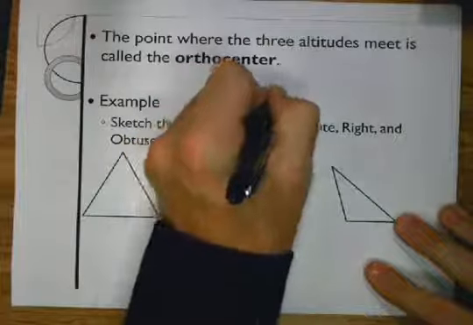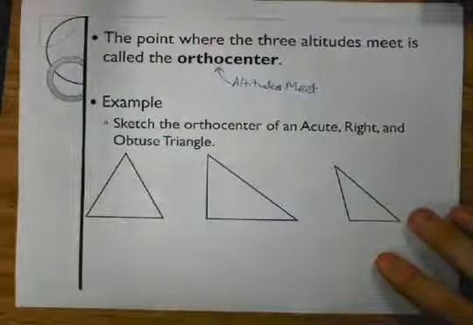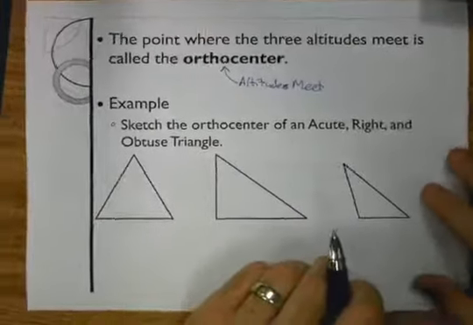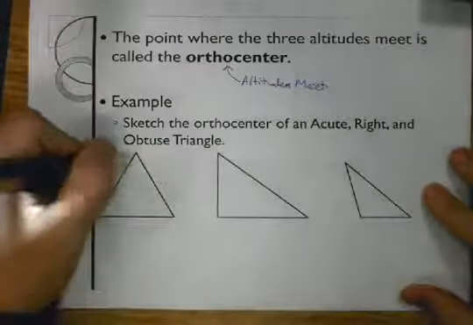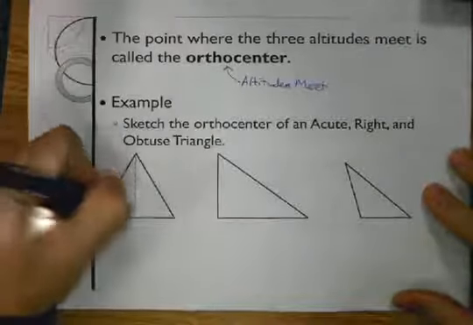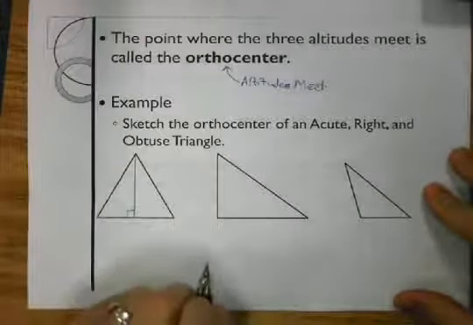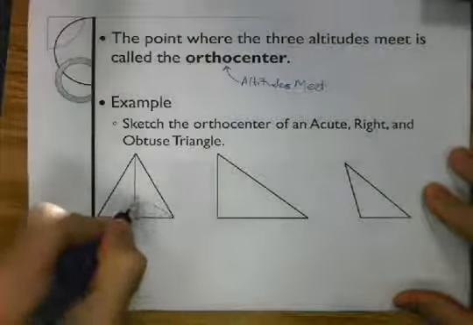But before we do that, when we talk about where the altitudes meet, it's the place we go to get our braces, and that's the orthocenter. So the altitudes meet at the orthocenter. We had medians meet at a centroid, altitudes will meet at the orthocenter. So let's work our way through and sketch a couple of them: acute, right, and obtuse triangles.